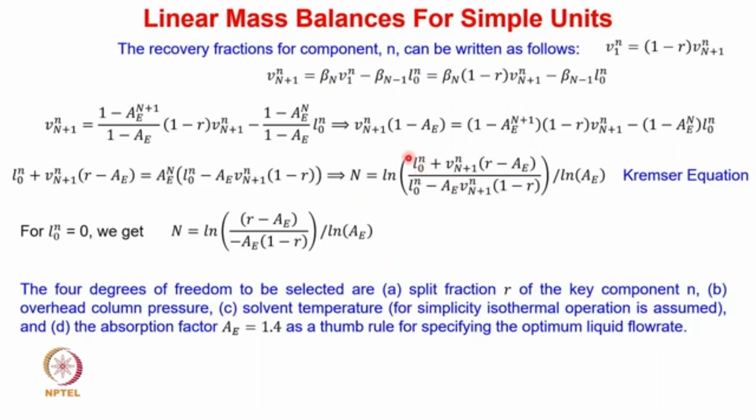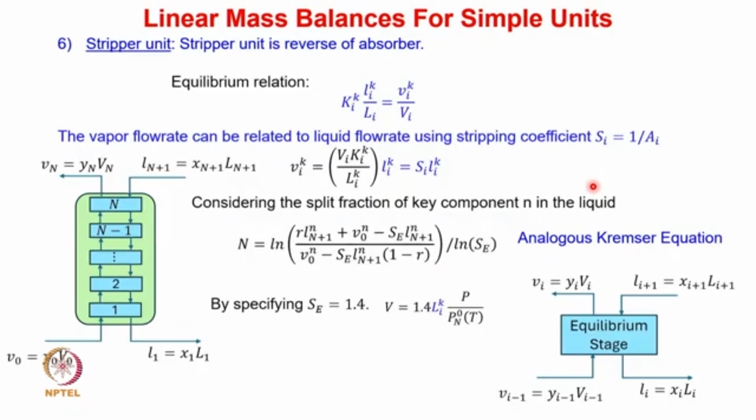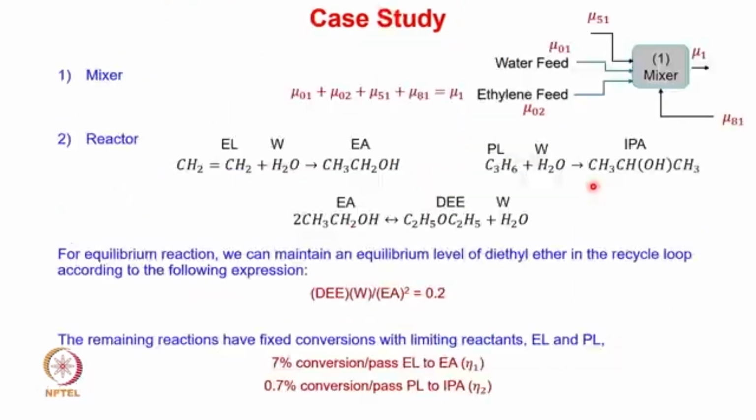So here L naught n, if this particular term is 0, in that case this is 0, this is 0, and this V n plus 1 will get cancelled out. So what we get is n is given as ln of R minus AE divided by minus AE times 1 minus R, divided by ln AE. So the same equation we are using for the absorption calculations here.